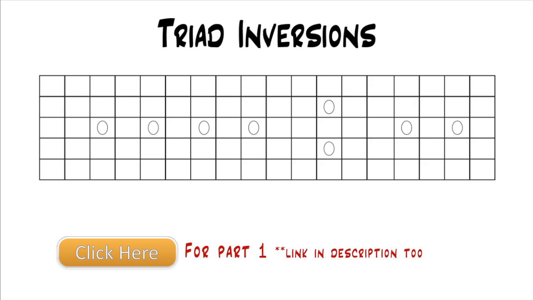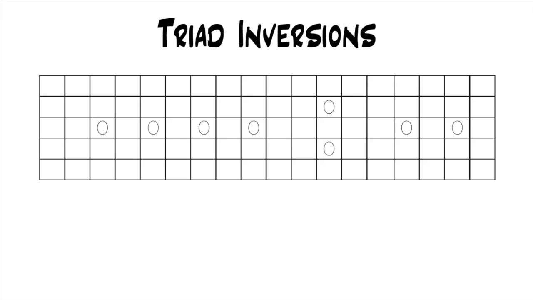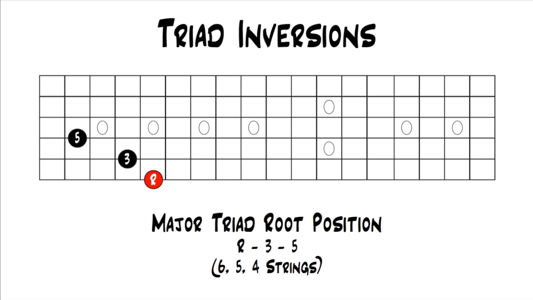In all these lessons that we've been talking about triads, I've only shown them to you in root position. And root position means that the lowest note that you're fretting is the root note. So for example, here's the major triad on the 6th, 5th, and 4th string. The root note is the lowest note. This is the 6th string right here, so this is your lowest note, so that's root position.